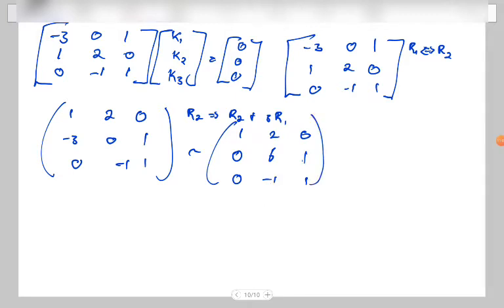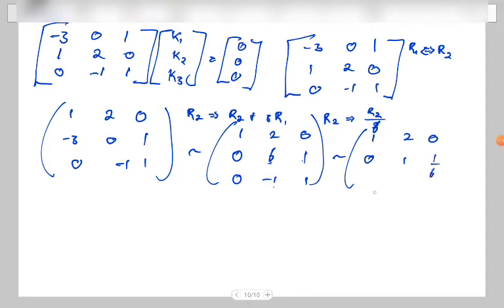You can say row 2 is going to be row 2 divided by 6, sorry. You divide this by 6 to get 1 here. So it's going to be 1 2 0 0 1 1 over 6, and then here you get 0 minus 1 1. But here you can also solve this. By now you can solve it.